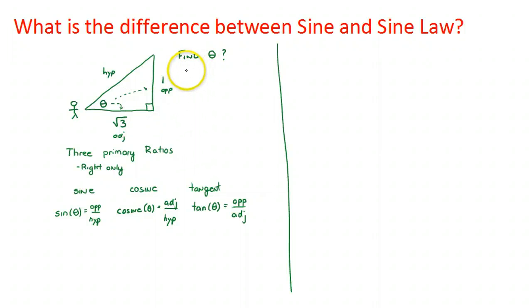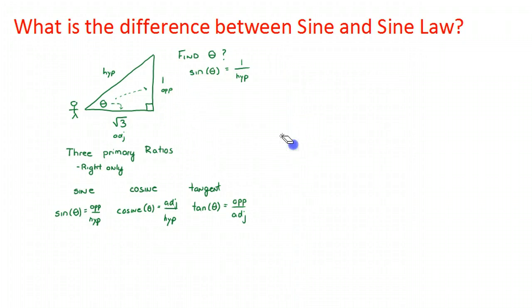So in this case, if I want to find theta, I could use sine, which is going to be the opposite, so the opposite is 1. But notice the problem here is I don't know what the hypotenuse is. So sine's probably not the best choice. Well, what about cosine theta? Cosine theta is defined as adjacent, which is root 3, over the hypotenuse. But again, same problem, I don't have the hypotenuse.